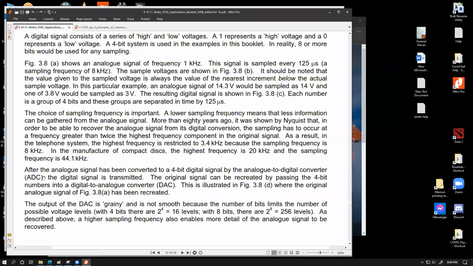audio files. After the analog signal has been converted to a 4-bit digital signal by the analog to digital converter, the digital signal is transmitted. The original signal can be recreated by passing the 4-bit numbers into a digital to analog converter. This is illustrated in figure 3.8D, where the original analog signal of figure 3.8A has been recreated. So this is basically the recreation of the original signal. The output of the DAC is grainy and is not smooth.